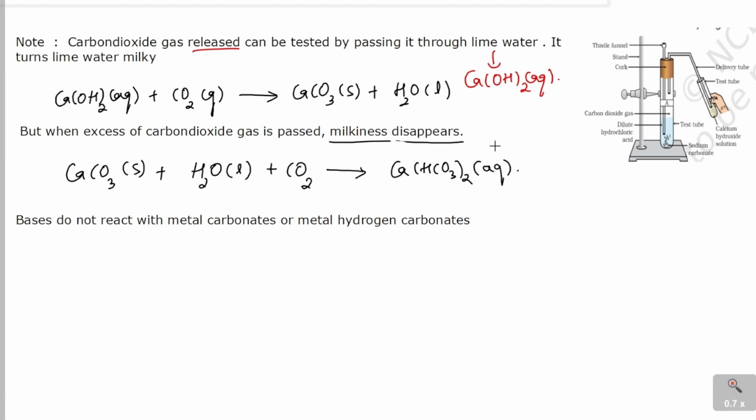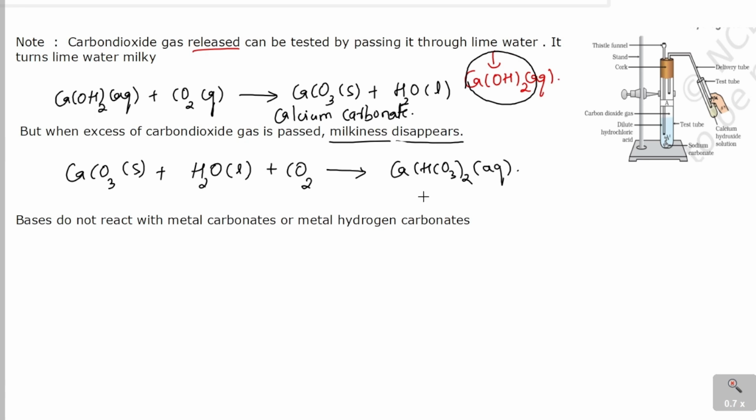Here, the question may be asked, how do you test the evolution of carbon dioxide gas? It is by passing the carbon dioxide through lime water. It is the aqueous solution of calcium hydroxide. When you pass carbon dioxide gas through this lime water, there is a reaction which results in the formation of calcium carbonate, which is insoluble in water, because of which this white precipitate of calcium carbonate will make the solution milky. This is calcium carbonate.